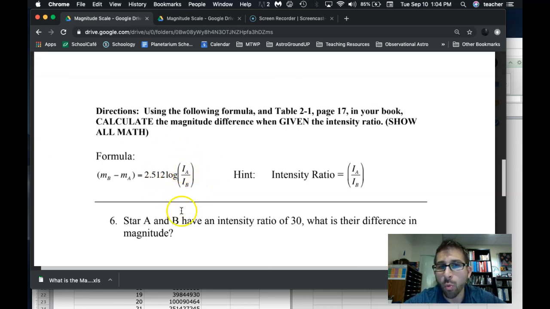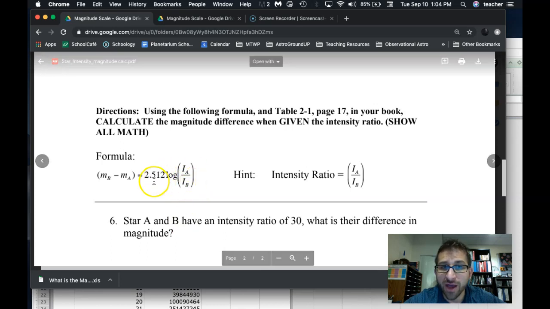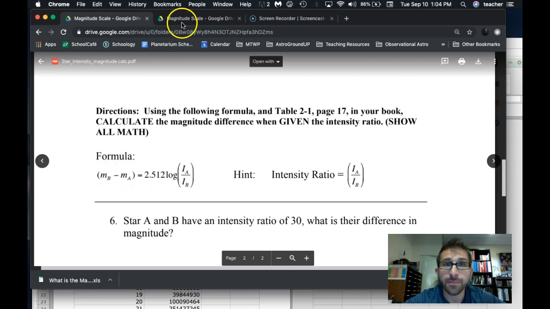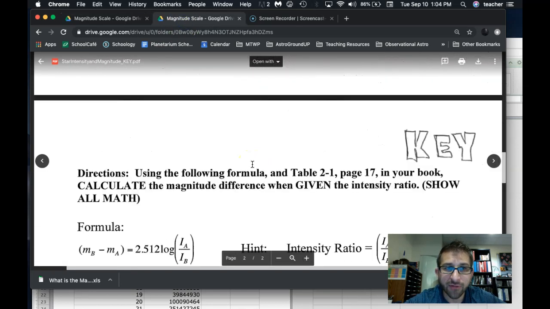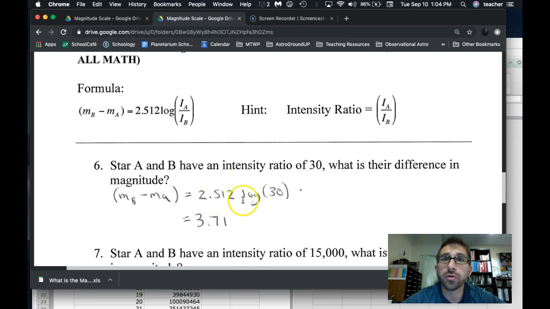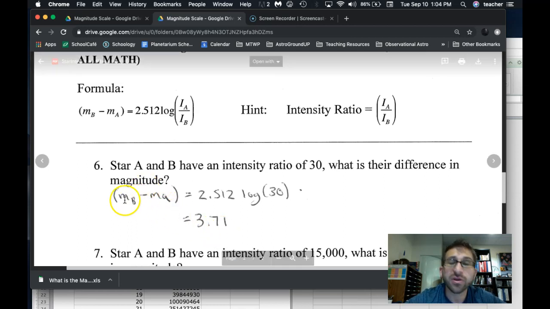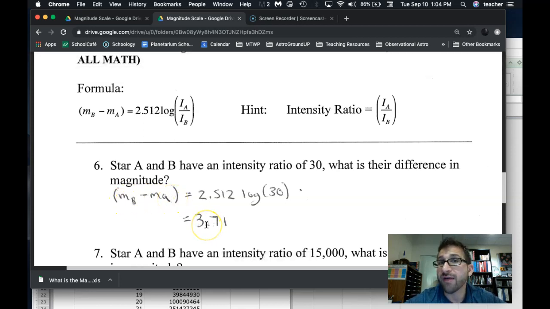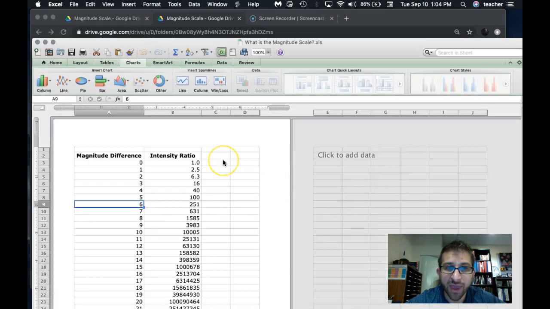And so when we plug this 30 in here and do this calculation, we will solve for what the magnitude difference will be. Let me go to your answer page. And when we do this, 2.512 log 30, we'll end up with an answer of 3.71, which tells us that the magnitude difference between these two stars is that there is a 3.71 difference in that magnitude scale, on the scale on the left here.